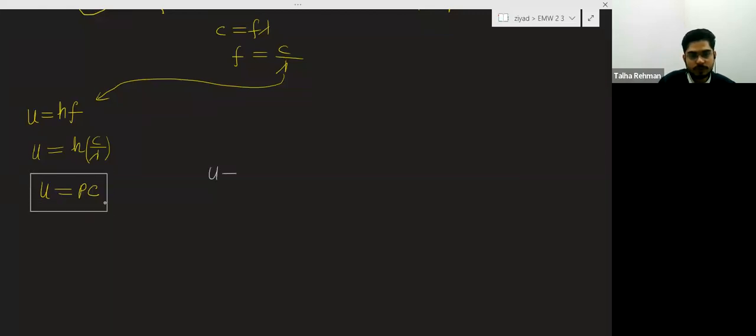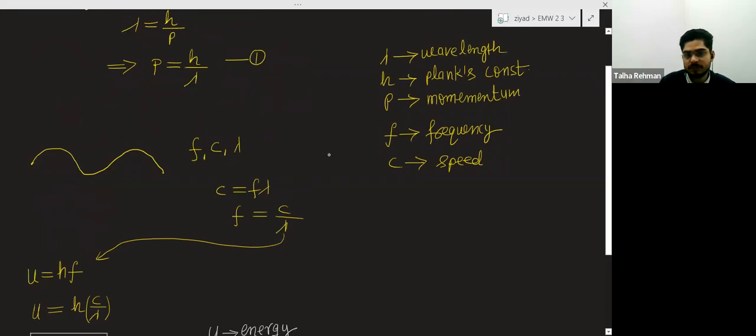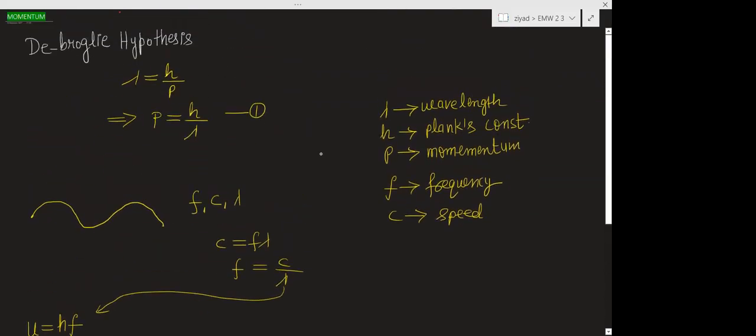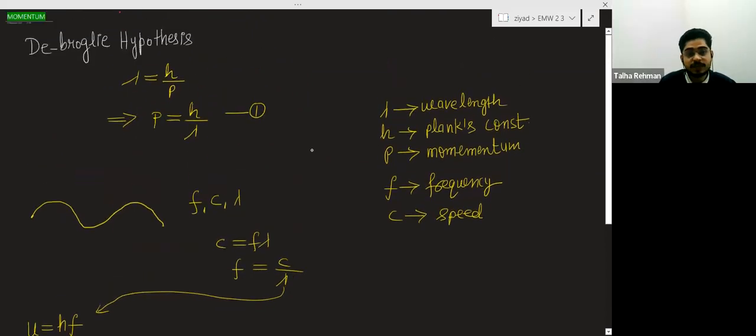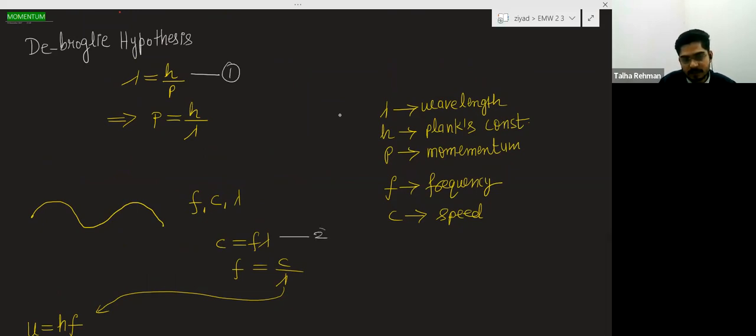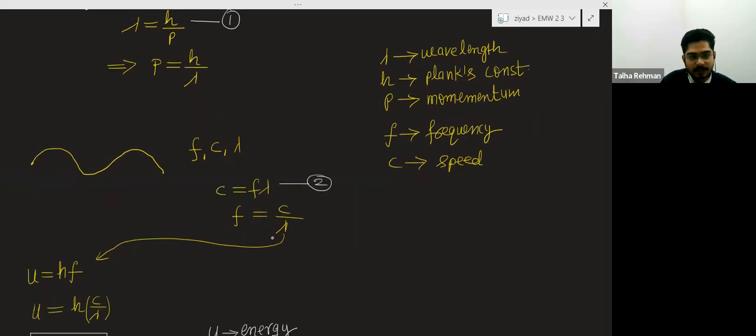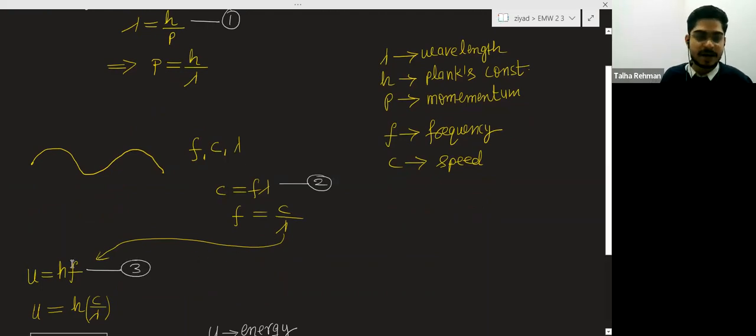What is u? u is the energy and p is the momentum. Basically, three equations we have used. The first equation is the de Broglie hypothesis. The second equation: the speed of the wave is given by frequency and lambda. And the third equation: the energy of the electromagnetic wave is given by Planck's constant into frequency of that wave.